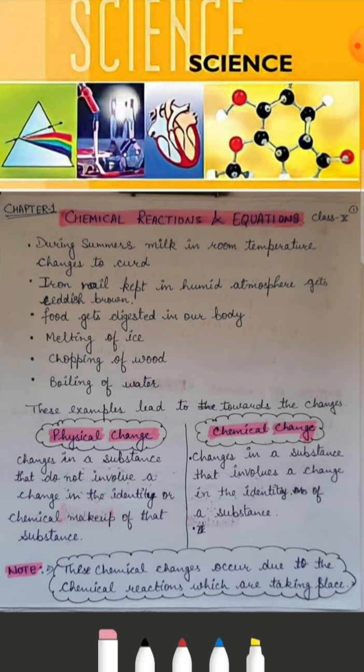But once the milk is converted into curd, you won't get milk again. Or if your iron nail gets corroded, with the reddish brown thing on it, it won't come back to a fresh iron nail. And the food which you eat gets digested, and after digestion you won't get the basic substance from where you have started.